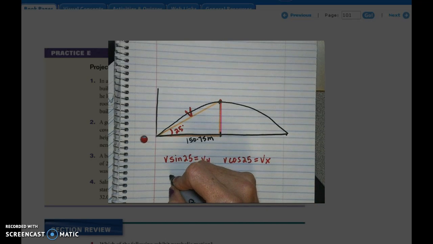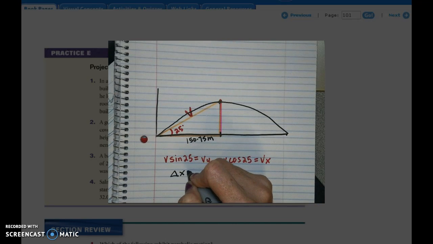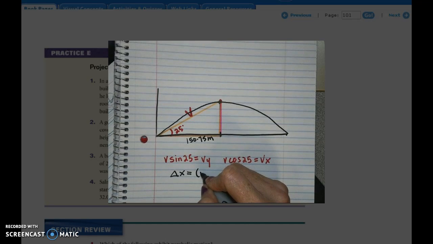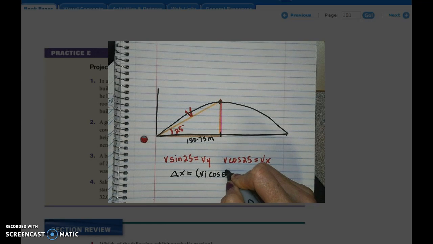So here, I'll set that up. We have delta x equals v_i cosine theta times delta t. Okay? So we're linking the actual displacement with the velocity, right?